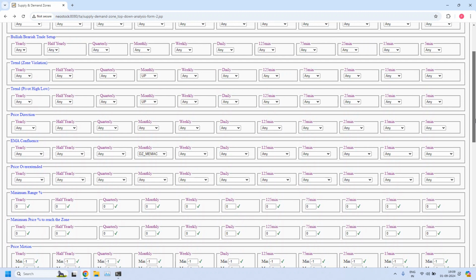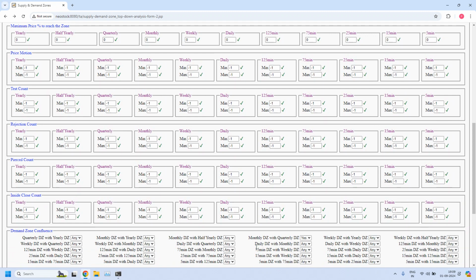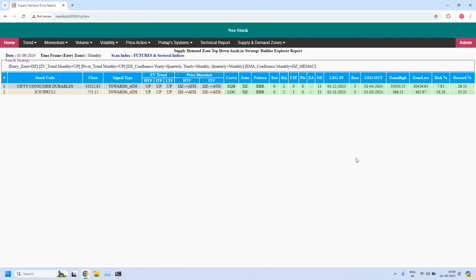This is the first time I am testing a yearly zone confluence. So we already selected monthly demand zone with quarterly demand zone confluence, monthly demand zone with yearly demand zone confluence, and quarterly demand zone with yearly demand zone confluence. That means LTF, ITF, HTF confluence we are looking for from monthly time frame. Only two stocks are filtered. These two stocks are having monthly, quarterly and yearly confluence.